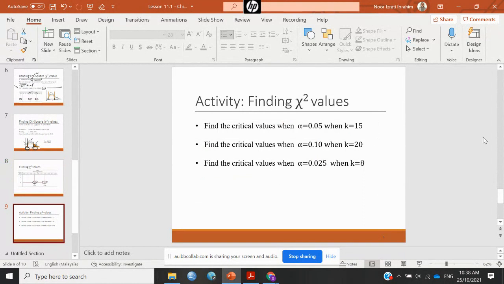Okay. What if we have this? Let us do this activity to actually practice on finding the chi-square value. You can try on your own. Okay. So this one, let's say all are right tail tests, because when you learn lessons 11.2 and 11.3, it's always right tail test. So I want you to practice on the right tail test. The first one, find the CV when alpha is 0.05 and k equals 15. So if I draw the rejection region, 0.05 will be here on the right tail, and we want to find this CV. We need to refer to the chi-square table. Then we will need degree of freedom. Degree of freedom will be k minus 1. 15 minus 1 equals 14.